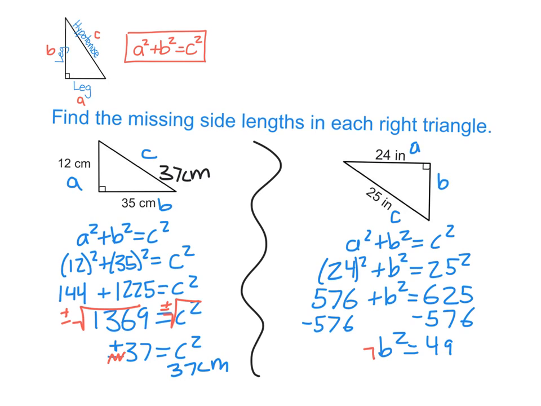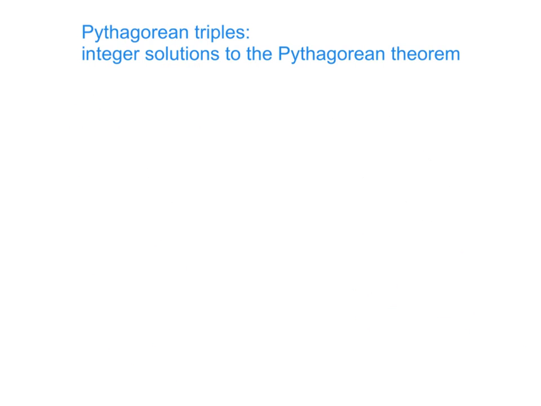You may be able to do the rest in your head, but I'll still show it out. I take the positive and negative square root of both sides in order to get that b equals positive or negative 7. I know that the negative doesn't make sense because I'm looking for a side length, and therefore I get that my missing side is 7 inches. Don't forget the inches, just like we remembered centimeters for the last example.